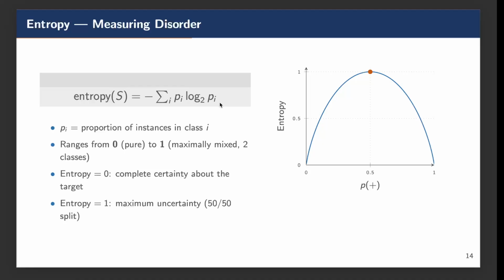So the entropy will always range from 0 to 1, as you can see from the graph here. Entropy of 0 means complete certainty, or it also means there's a pure group where everyone is the same, while an entropy of 1 means maximum uncertainty. So the perfect one is when we arrive here, which is a 50-50 split.